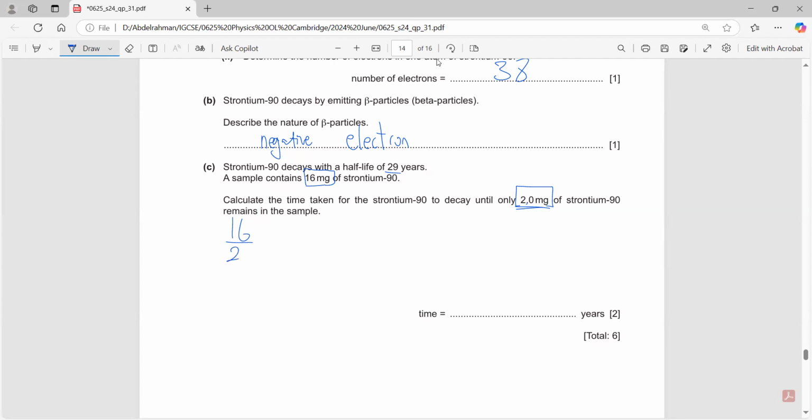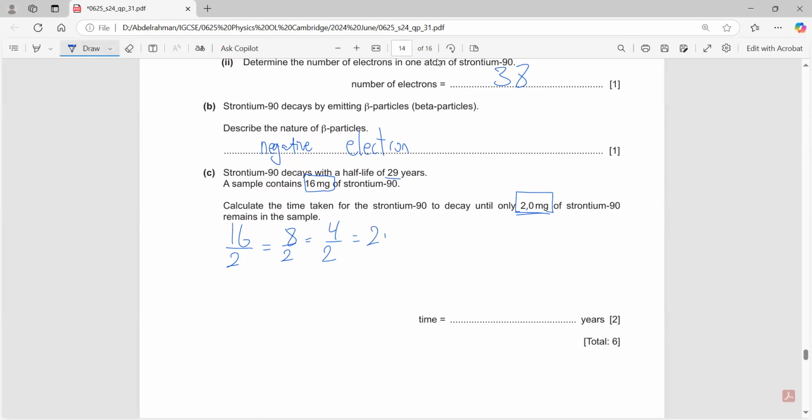When you divide by 2, 16 divided by 2 is 8. Am I done yet? No. Divide by 2 again, 4. Divide by 2 again, 2. So you reached 2 milligrams after how many half-lives? One, two, three. You used up 3 half-lives.